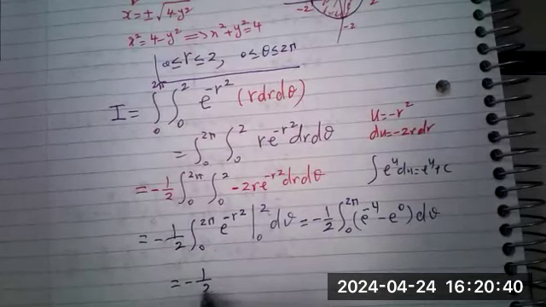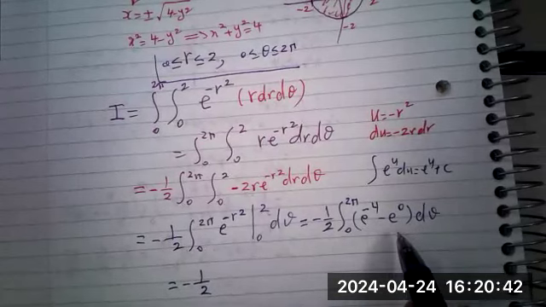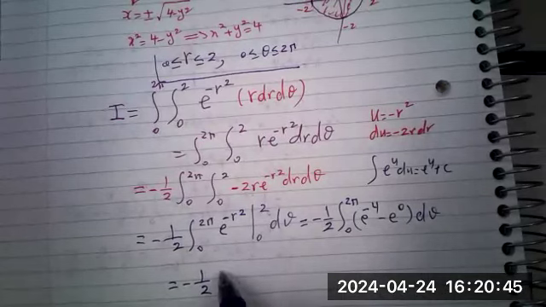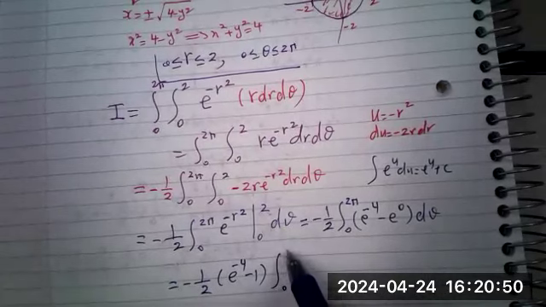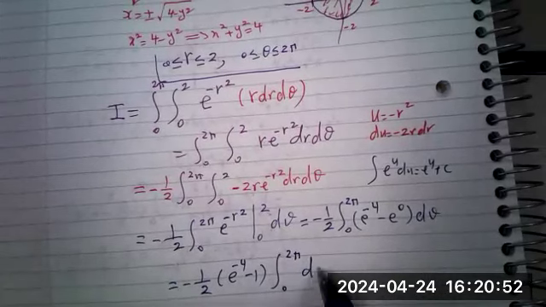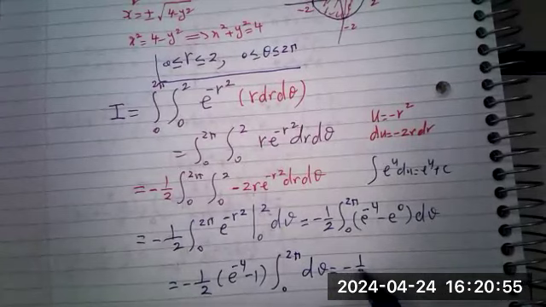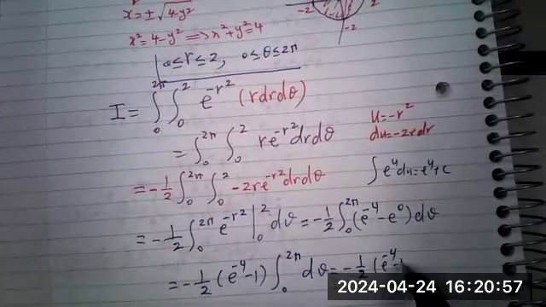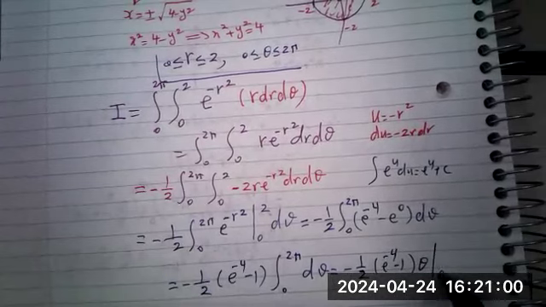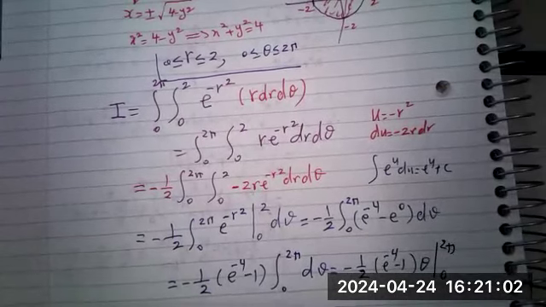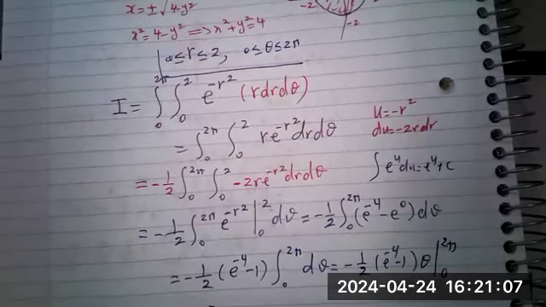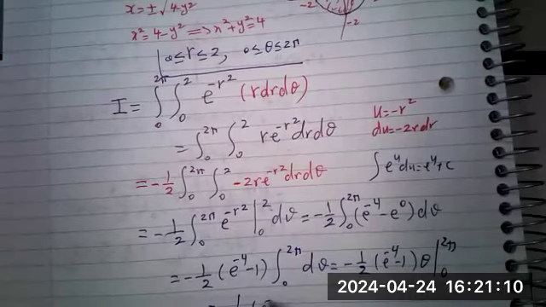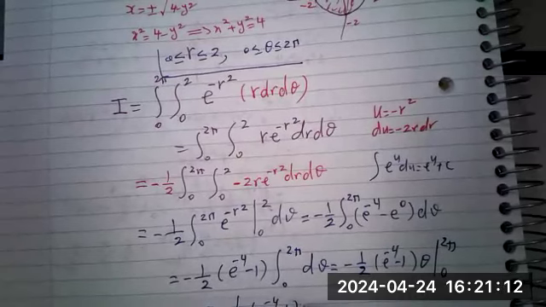It's going to be -1/2. So these are all numbers, I'm going to pull them out. It's e to the -4 minus 1, and 0 to 2 pi dθ. So it's going to be -1/2, e to the -4 minus 1, θ going from 0 to 2 pi. So we substitute 2 pi. That gives me -1/2 (e to the -4 minus 1) times 2 pi. 2 and 2 would cancel out.